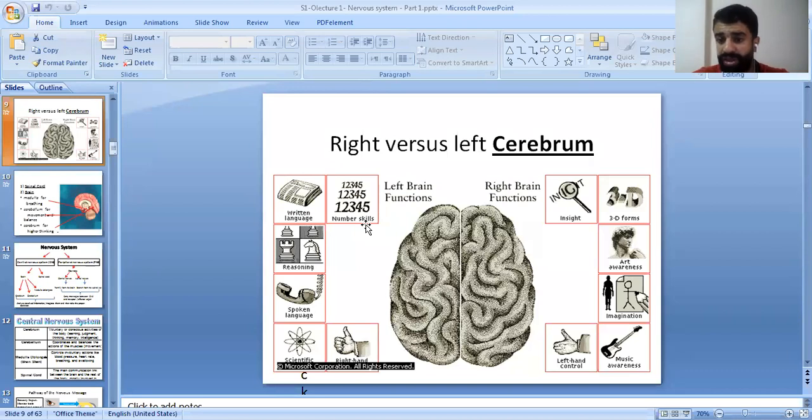The right brain functions for 3D forms, insight, art awareness, imagination, the left hand, and music awareness. All of them use the right brain. You ask me, do I have to study this? No, they are for general information.